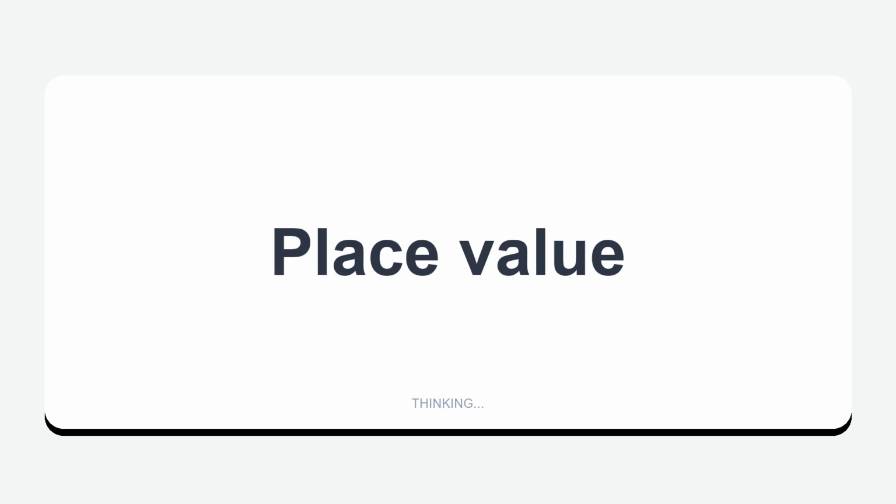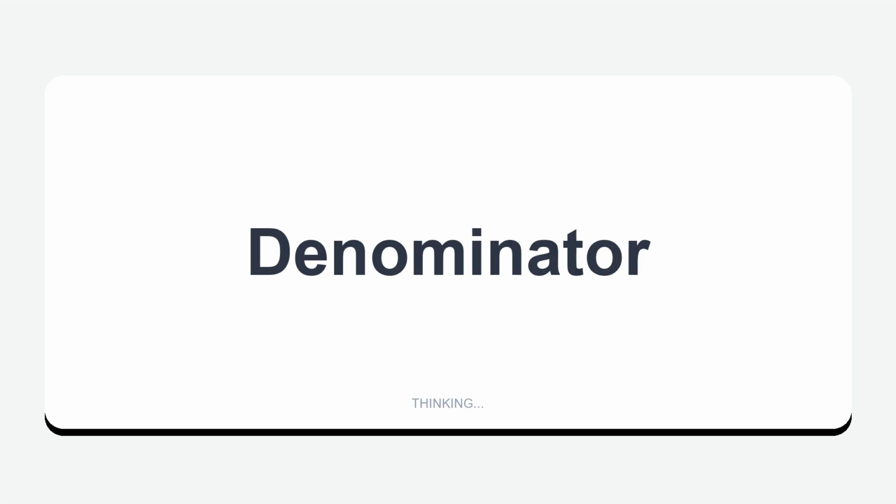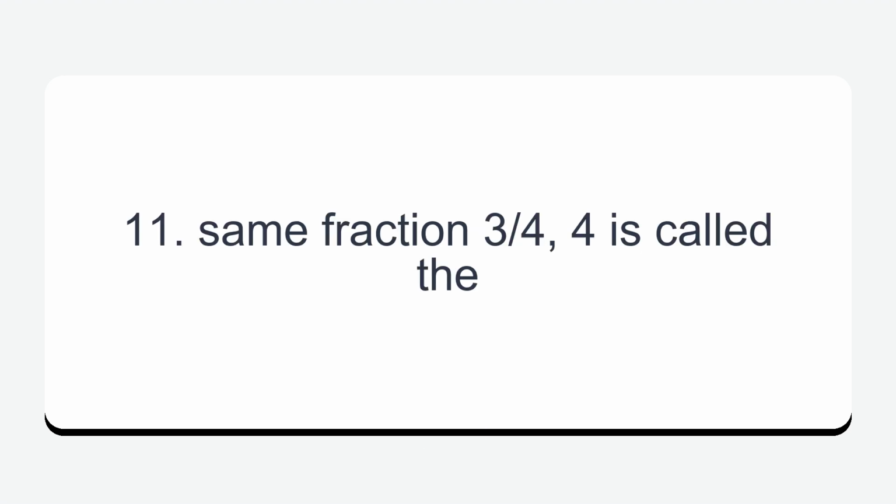Place value. 18. Number 7,890,342. The fifth of the 3 is 300. Denominator. 11. Same fraction 3/4, for is called the divisor.